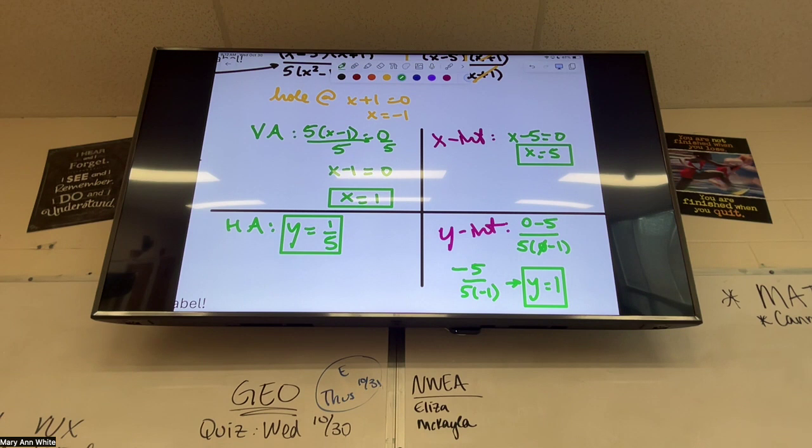Any questions on any of those pieces? You have them, see if you can transfer them over to the graph, put your asymptotes up, do your intercepts, see what your curves are.